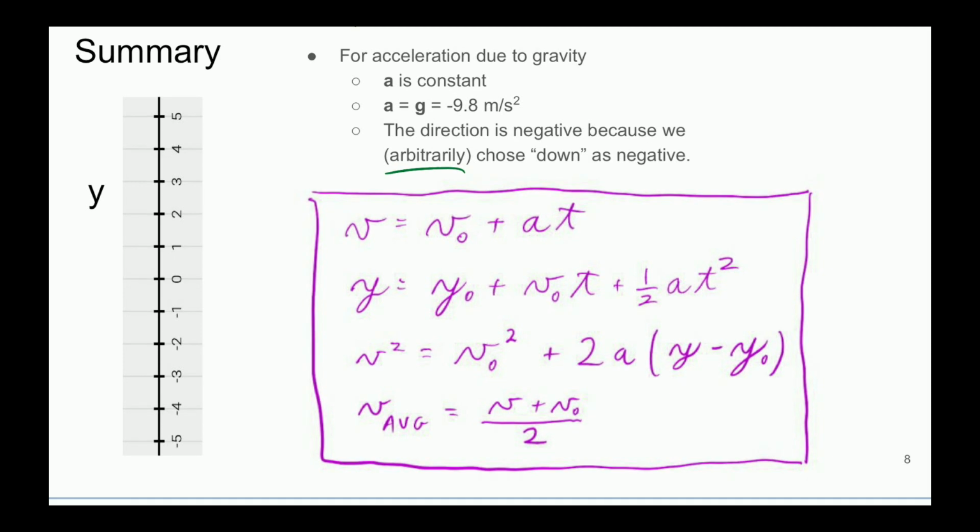So in summary, acceleration is going to be a constant if we have gravity. The acceleration, also known as g, has a value that is known, negative 9.8 meters per second squared, and the direction is negative just because that's our coordinate system.